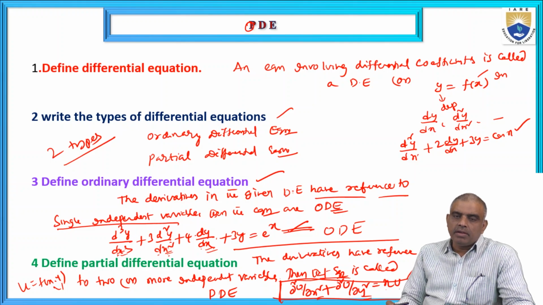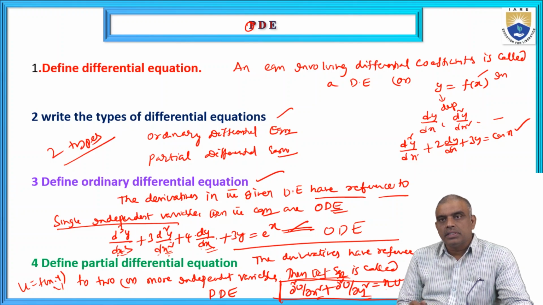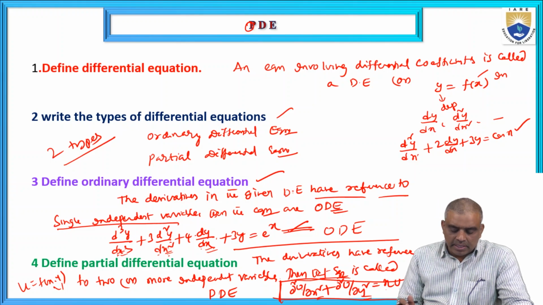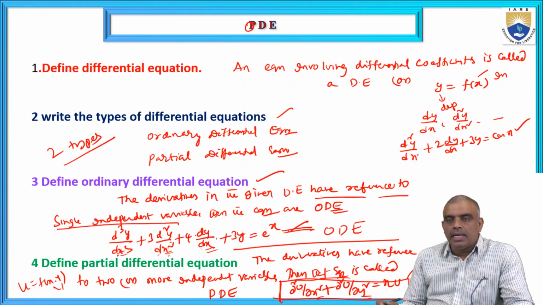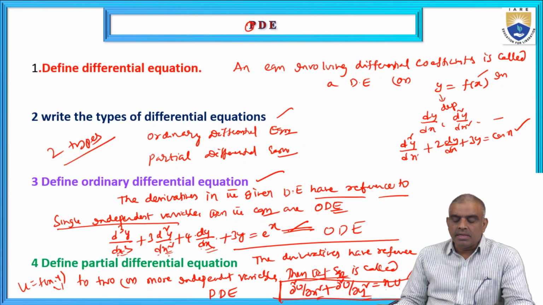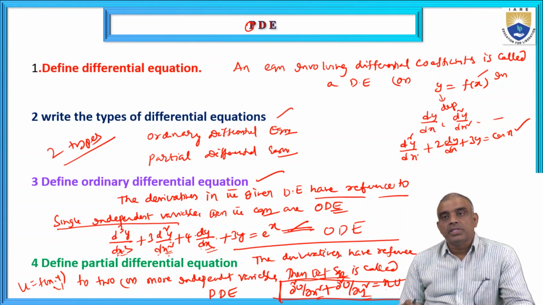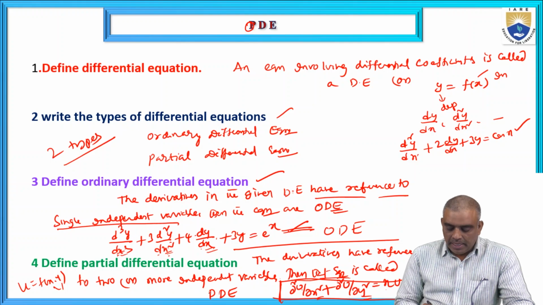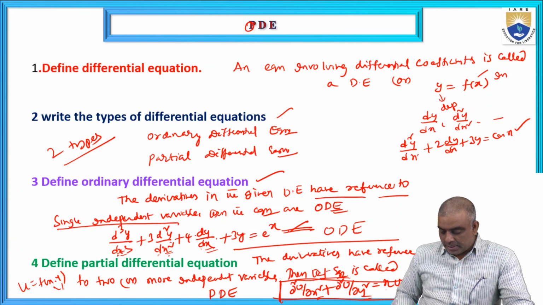So there are different methodologies to find the solutions of ordinary differential equations as well as partial differential equations. If the differential equation has reference to a single independent variable, then that equation is known as an ordinary differential equation. If the derivatives have reference to two or more independent variables, then the equation is called a partial differential equation.